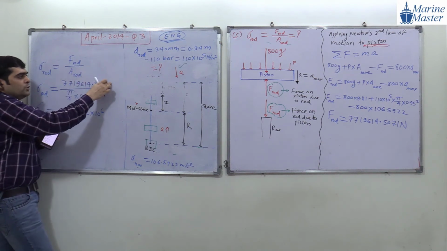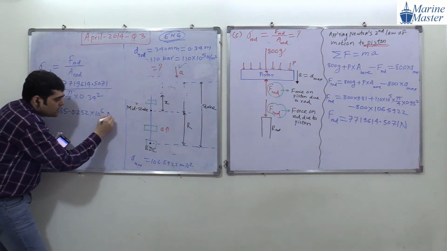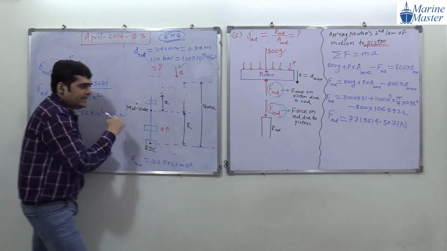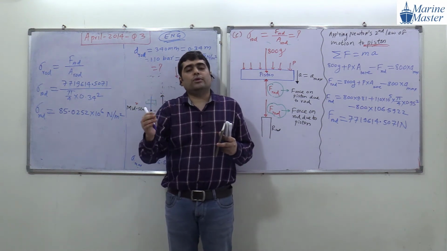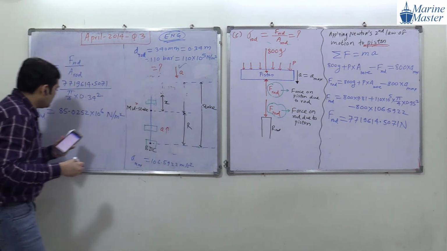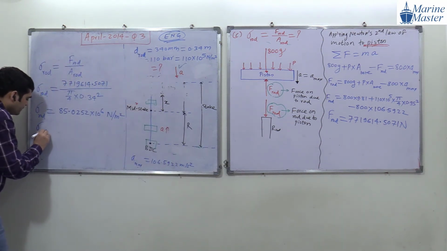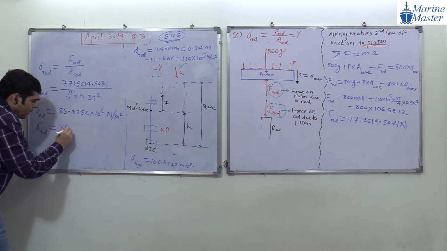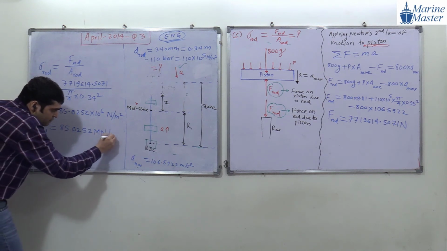Unit of force is Newton. Unit of area is meter square. So here the unit will be Newton per meter square. And 10 raised to the power 3 means kilo. 10 raised to the power 6 means mega. So stress in rod will become, in simple stresses and strain we will study in detailed way, 85.0252 mega Newton per meter square.